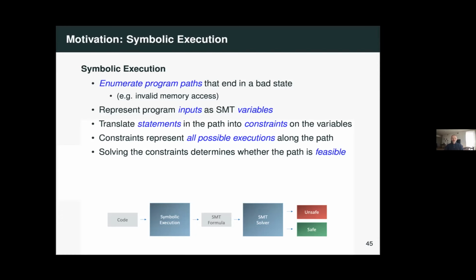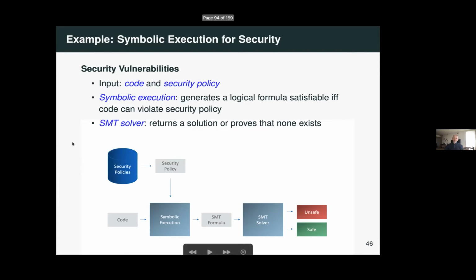Okay, and this is a very powerful technique. It's been used in a lot of different ways. One of the big success stories of symbolic execution was the SAGE tool at Microsoft, which they claimed, at some point, had found a third of all the bugs that were found in Windows or something like that. So anyway, this is an established technique. And in particular, it can be used to search for security vulnerabilities.